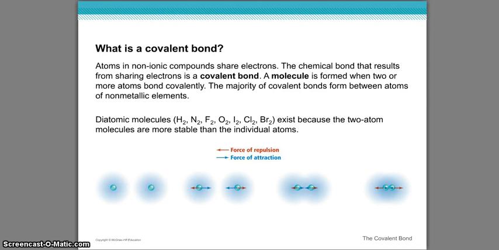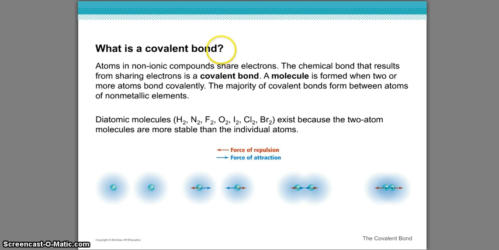Alright, in the last video we ended with looking at ionic bonds, and now we want to look a little bit closer at covalent bonds and compare some of those properties that we get when things are sharing electrons. So to begin with, when we have atoms in non-ionic compounds, they're going to share electrons. They're not going to gain and lose like they do to become a cation or an anion. And the chemical bond that actually results is called a covalent bond.